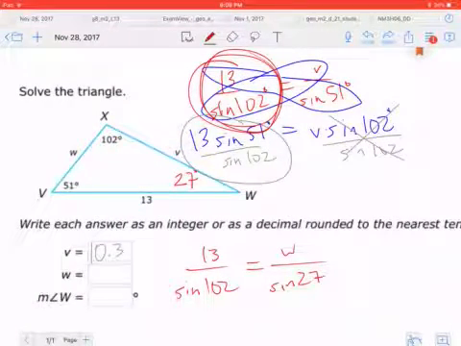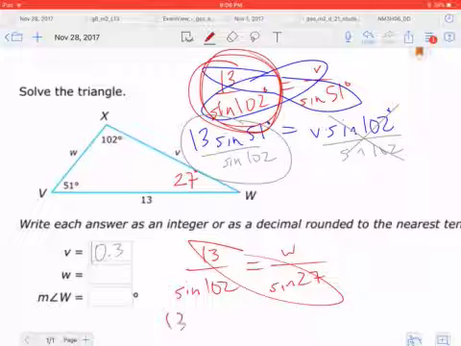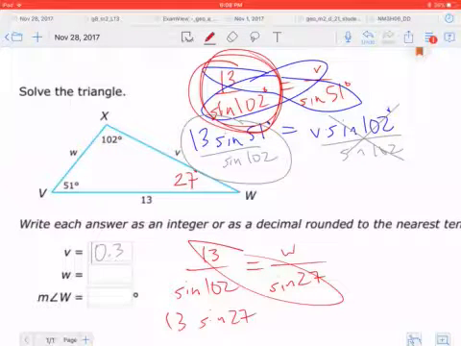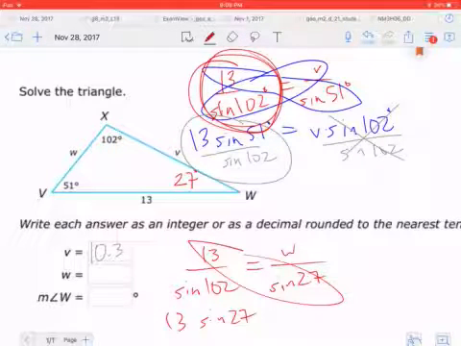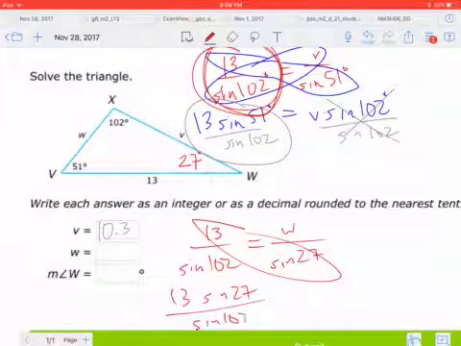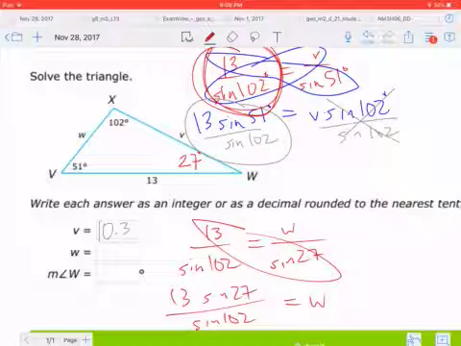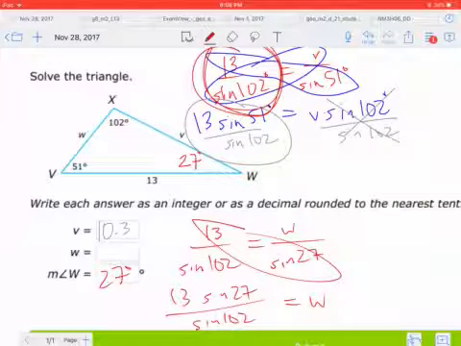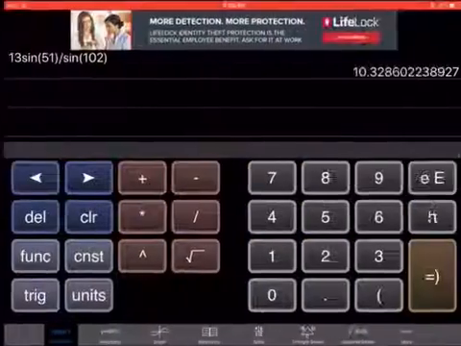So now we do the same thing. I'll do it for you really fast. 13 sine of 27. I'm going to make a really fast step here, because you can follow what I did up there, and then divide by sine 102. So go type that in a calculator, and that's W, and we're done. Because we already found angle W. Remember, that's 27 degrees. So 13 sine 27 over sine 102.